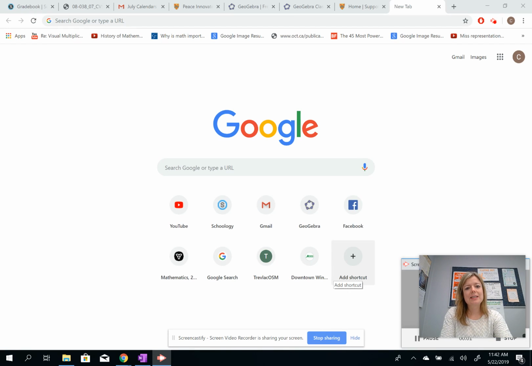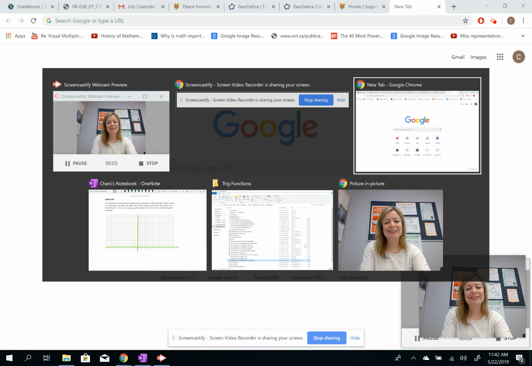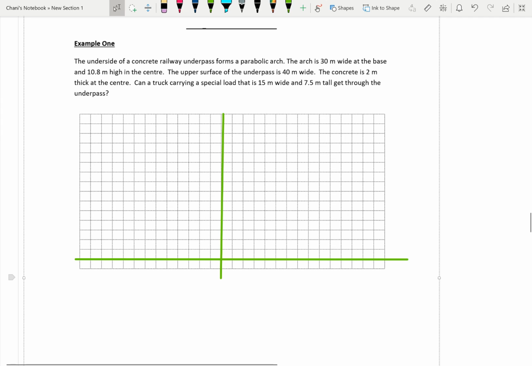Hello, class. So today we are doing our last bit of learning on problem solving. So we're doing two different types of questions today. One will involve bridge questions or landmark questions where the actual arch is shaped like a parabola. And the other is completely different. It's about revenue. So I'll get to that when we get there.